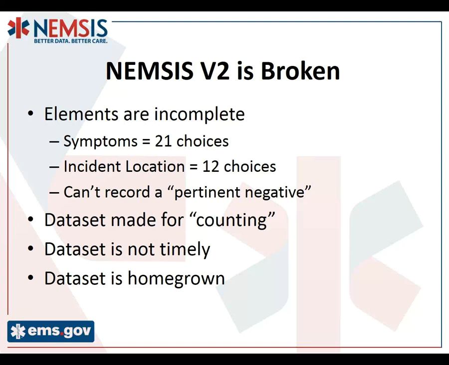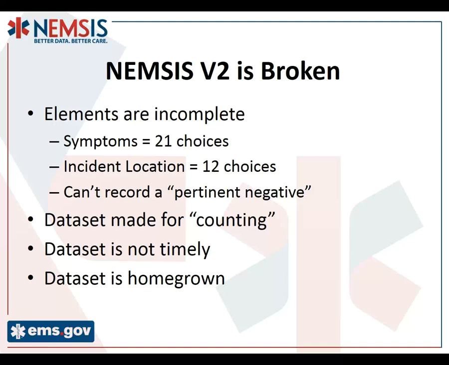Clearly, in a lot of directions or aspects of the version 2 standard, it was broken. One of the issues that was paramount was the fact that often element values were incomplete. For example, incident location really only had 12 choices as to where the EMS incident was occurring, and lots of locations were left off of that. Also, it was not possible to record a pertinent negative. For example, if an EMS provider was treating a patient with chest pain and did not give aspirin because the patient had already taken an aspirin, there was no way for them to record that.